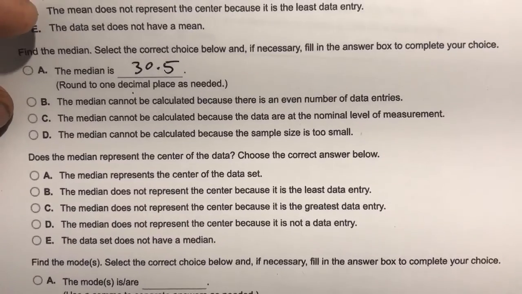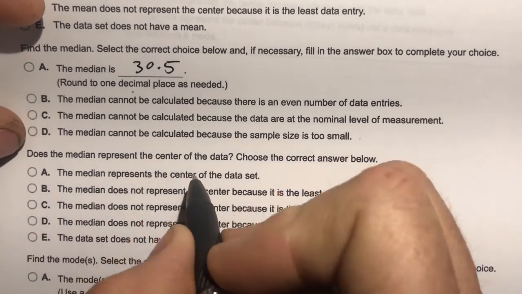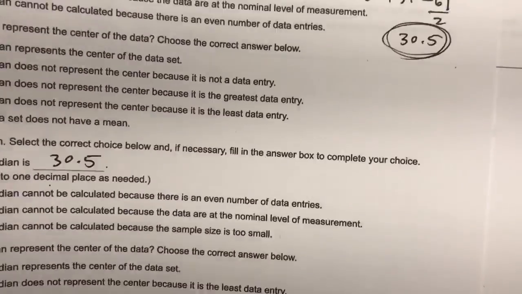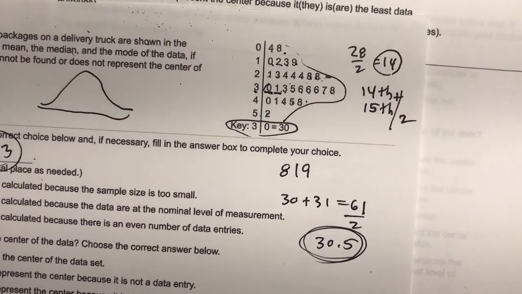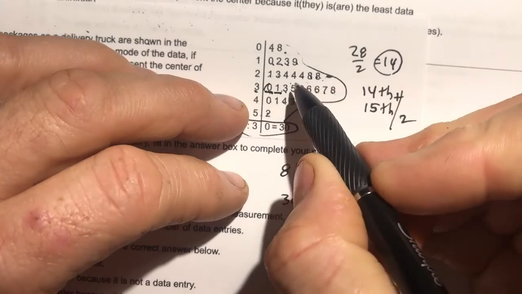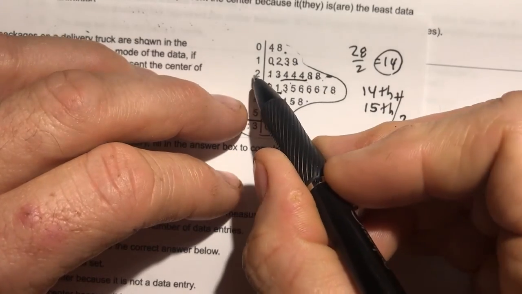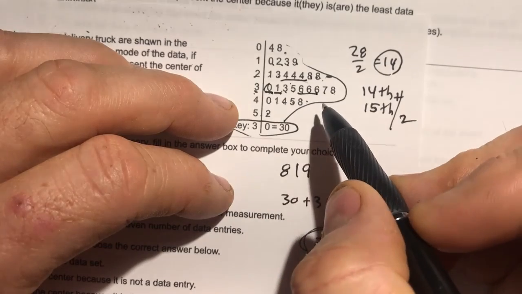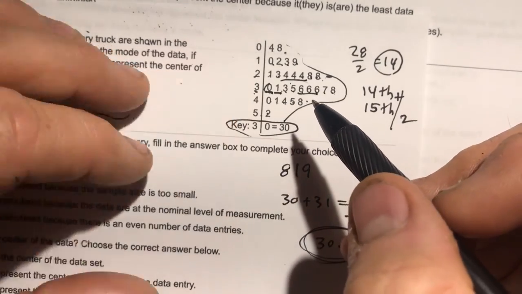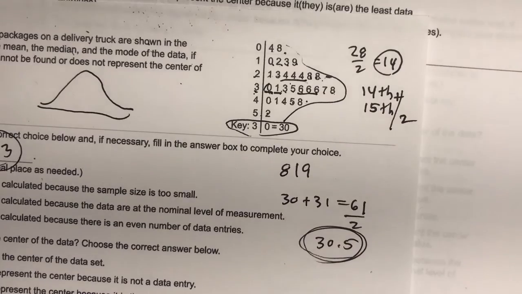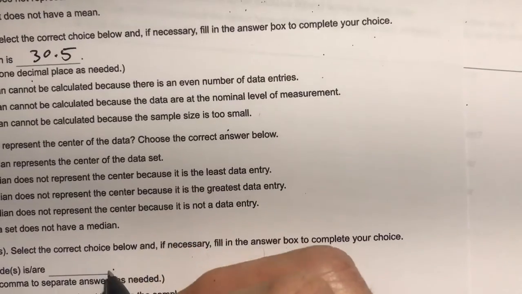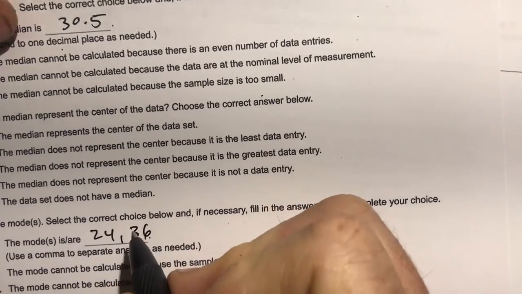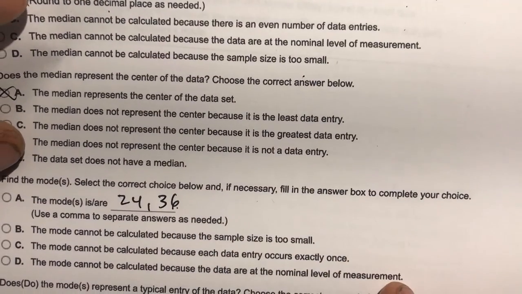Okay, does the median represent the center of data? Yes, it does. So that's A. And then the mode, where we have the most of. Let's go look at our data again. And remember, we had 3 4s here, so that's 24. And we had 3 6s there, so it's 36. So it looks like we have 2 modes here. We've got, what was it, 24 and 36. Okay, 24 and 36.